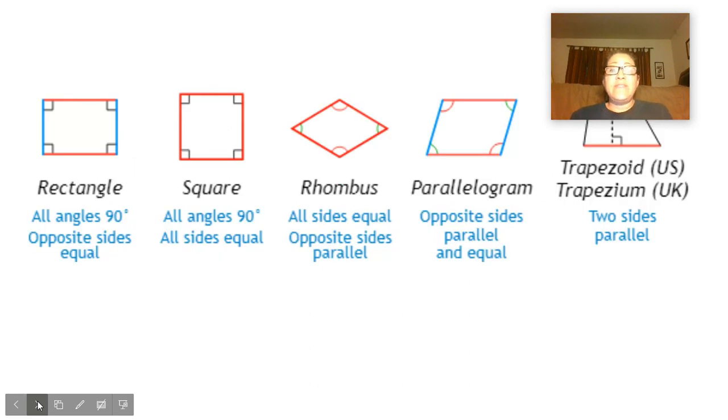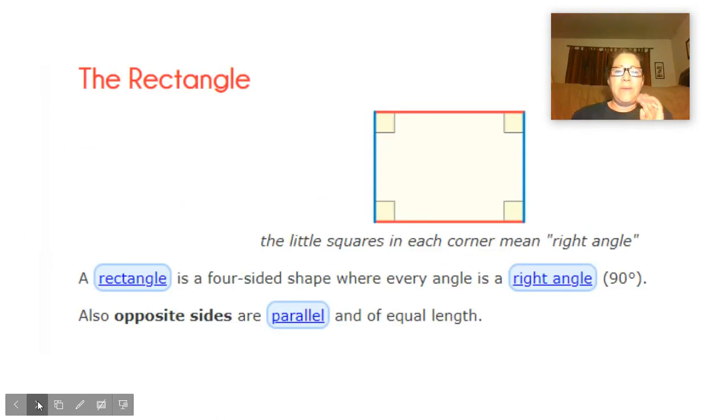Let's take a look at the ones that you are going to be investigating, or digging down a little bit further into. So we have rectangle, square, rhombus, parallelogram, and trapezoid. Let's get a little bit more into the rectangle, shall we? The rectangle is a four-sided shape where every angle is a right angle, which means they're 90 degrees. Usually they will have the little squares in here, and that just tells you those are right angles.